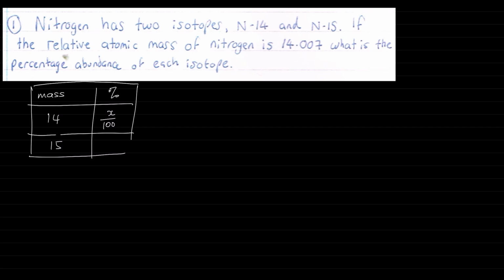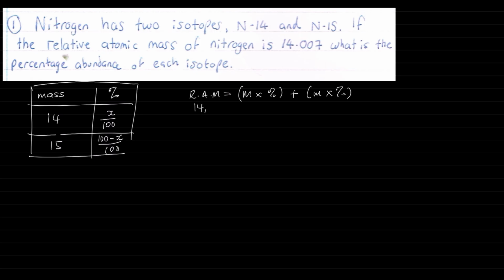Now, the percentage. Do we put y over 100? We don't need to, because remember, percentages need to add up to 100. So the second percentage will be 100 minus x over 100. Now we can use this and work out the relative atomic mass. So relative atomic mass is equal to the mass times the percentage plus the mass times the percentage.